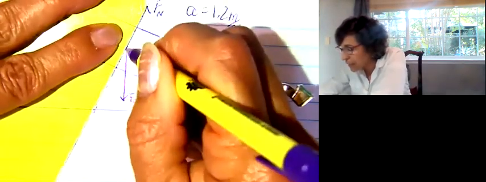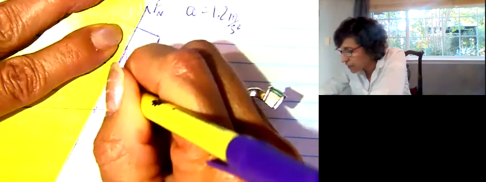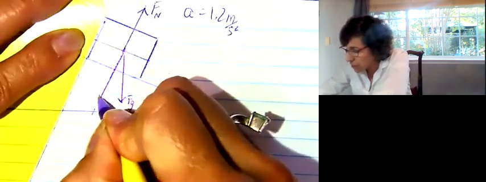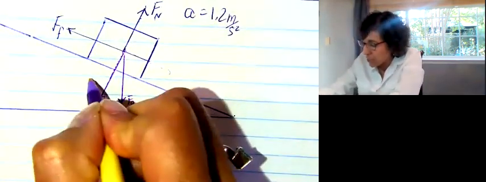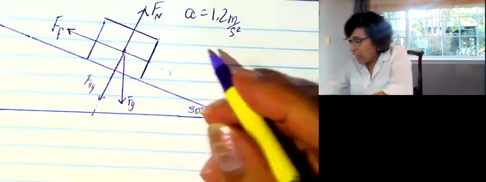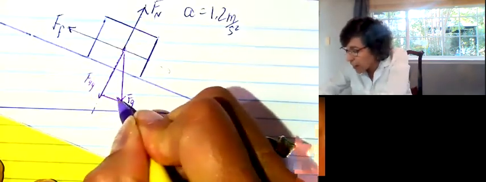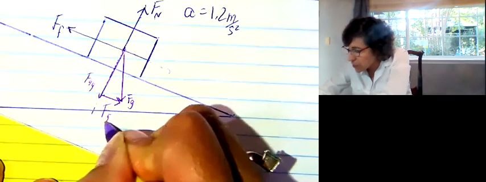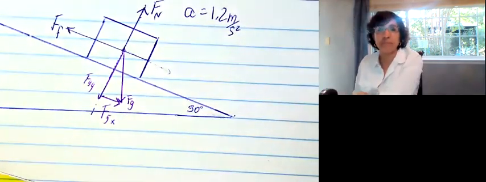So this guy is like the hypotenuse of the triangle. There it is. So this is f of g in the y direction. It's pointing down. And in the x direction, it's this one, horizontally. This one, and it's going to the right. So that's f of g in the x direction.